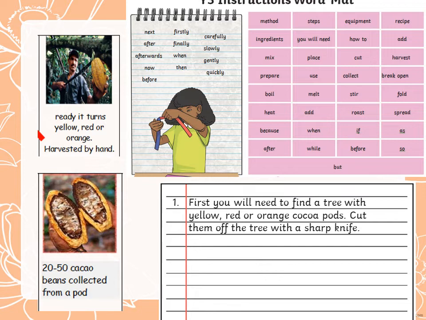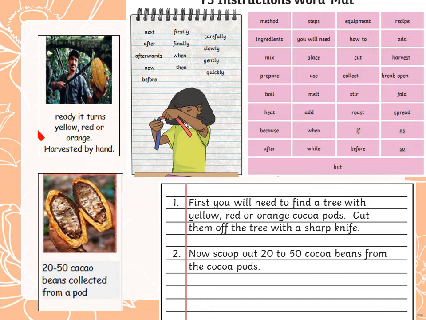Now, we need to scoop out 20 to 50 cocoa beans collected from a pod. That's what we're going to do. So we're going to scoop them out or pull them out. So let me put all of that into a sentence. Number 2. Now scoop out 20 to 50 cocoa beans from the cocoa pods. That tells me the next thing to do. We're going to continue on with our sentences.